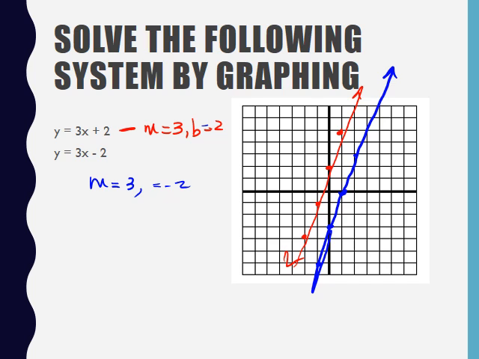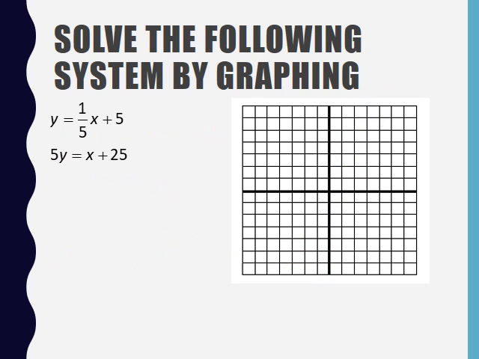And what you might notice is that these lines are parallel. And remember from this chapter on writing equations, parallel lines do have the same slope, which means these are never ever going to intersect, which means we have no solution to the system of equations. So there's no solution. Okay. Last example.